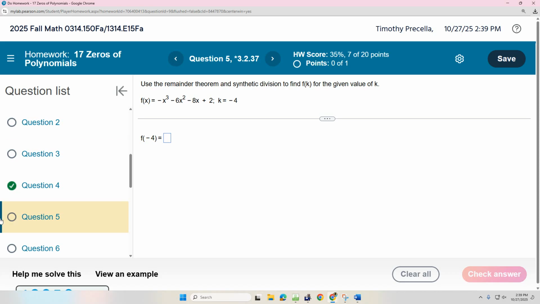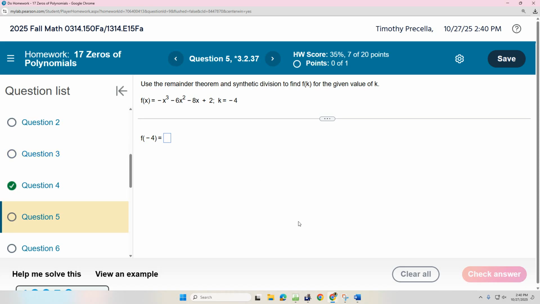Okay. We have negative 1x cubed minus 6x squared minus 8x plus 2, and they give us a k-value of negative 4. They want us to find f of negative 4. We know that means plug it in. But they want us to use synthetic division instead of plugging it in.